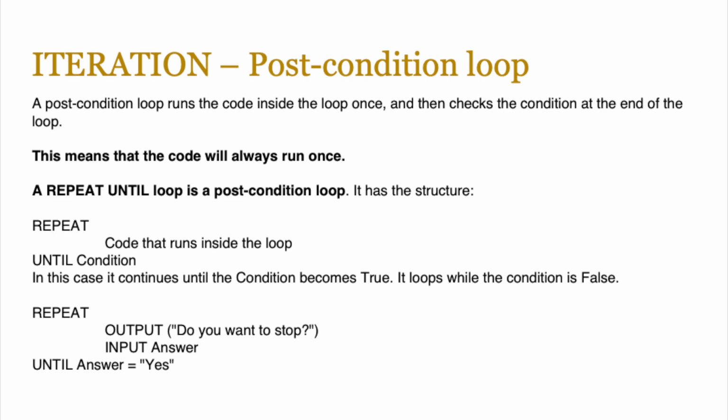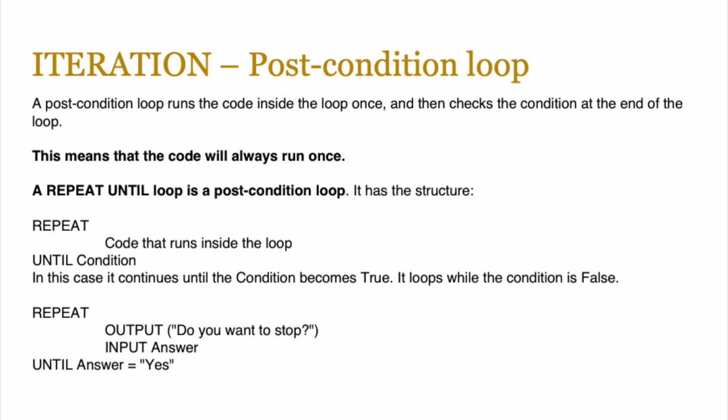A post-condition loop, on the other hand, runs the code inside the loop at least once and then checks the condition at the end. This means the code will always run once, and that can be quite useful as well. So for example, instead of us assigning the input value to yes, we could have used a post-condition loop and get the user to input the value and then check the condition. So how would that look? Let's look at the example.